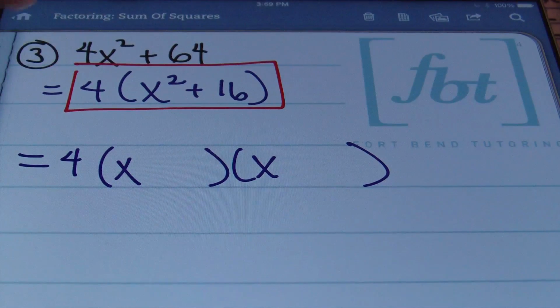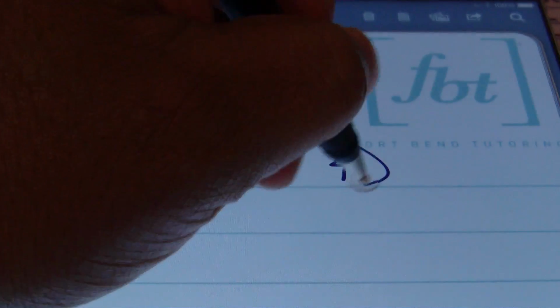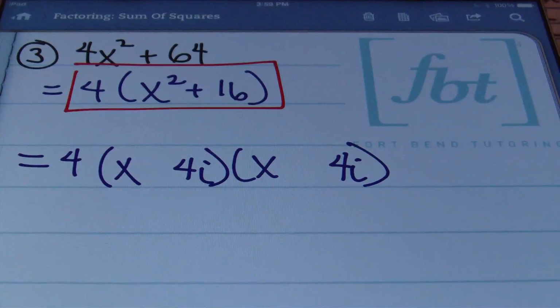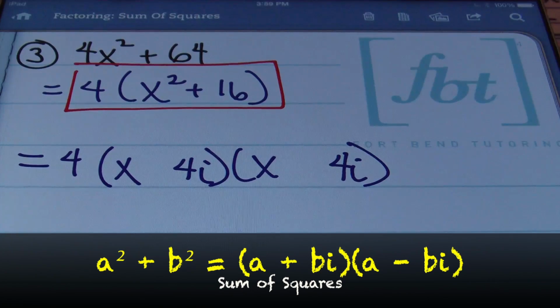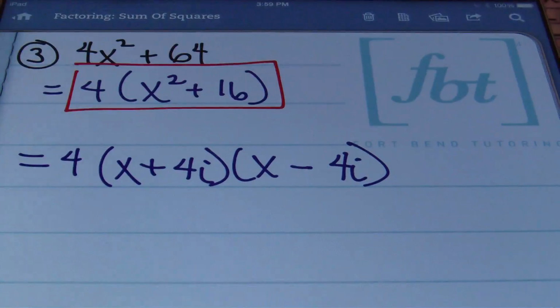And the square root of 16 is 4. However, you would use 4i as the second term in each binomial, being as though you'll need imaginary numbers in order to complete the factoring pattern for a sum of squares. So now, what am I going to do next? Exactly. I'm going to put a plus sign in this first binomial and then a negative in the second one. That's what I'm going to do.